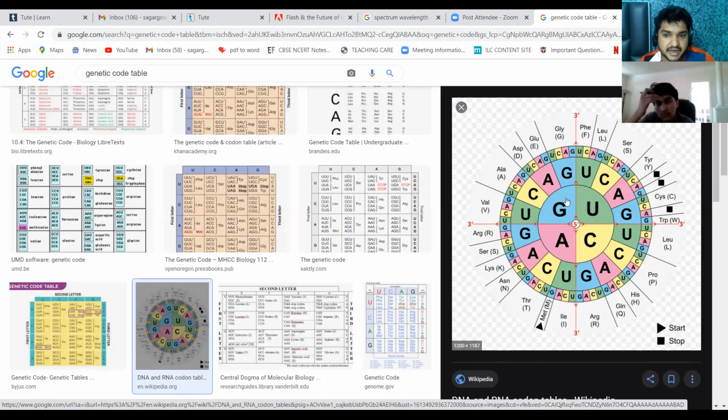Glycine is formed by GGU, GGC, GGA. So all these four help in the same amino acid, right? Okay. So if I want to say valine, can you tell me how many codes are available for valine? How many codes are there for the valine amino acid?